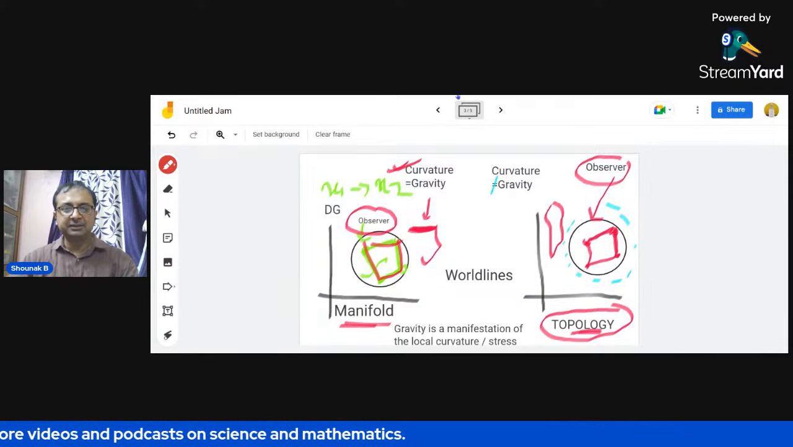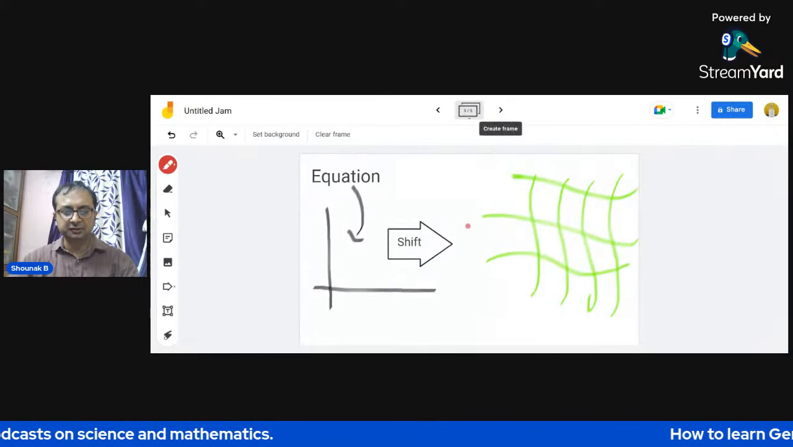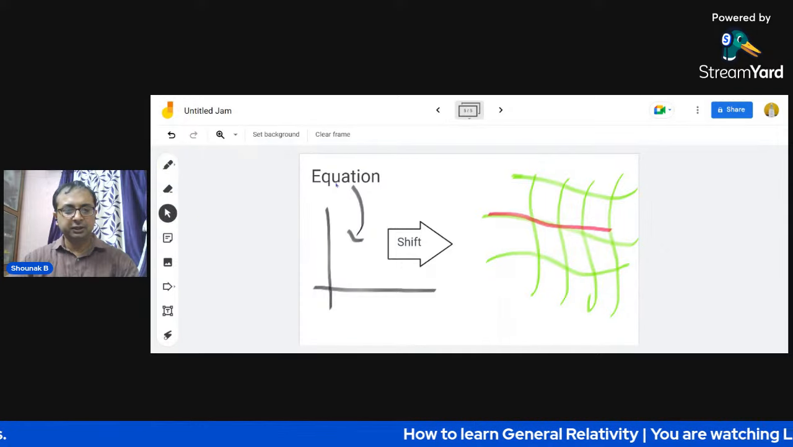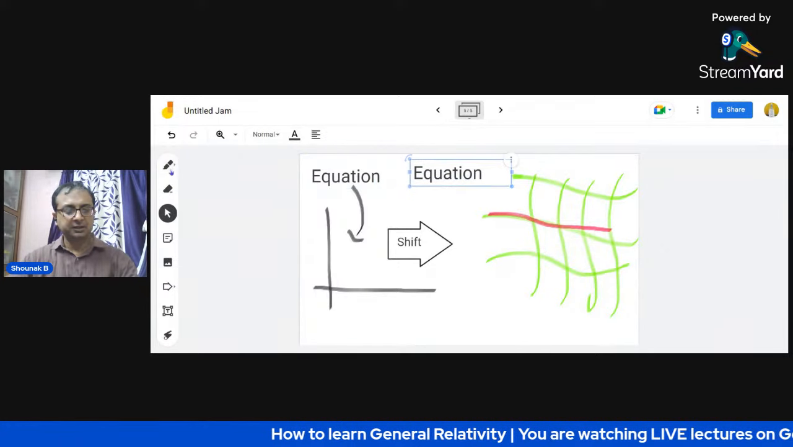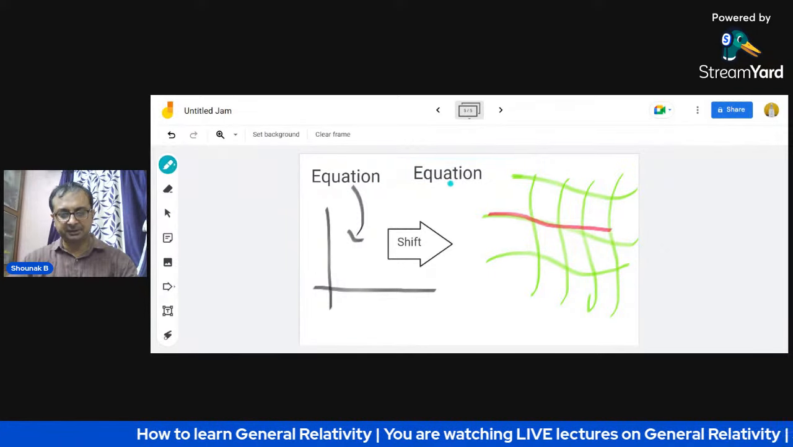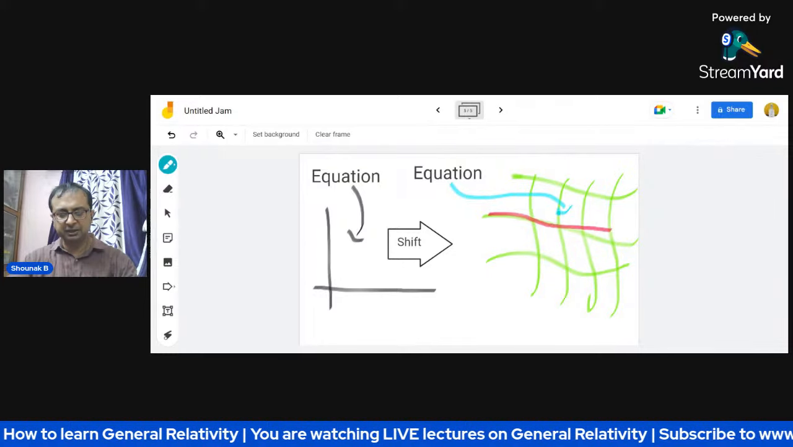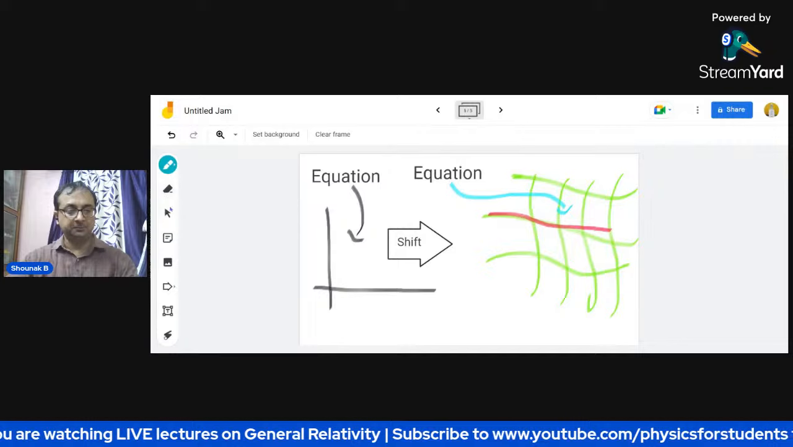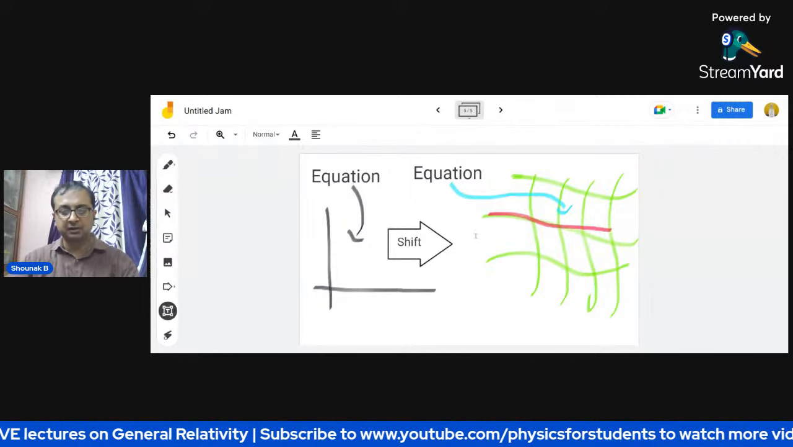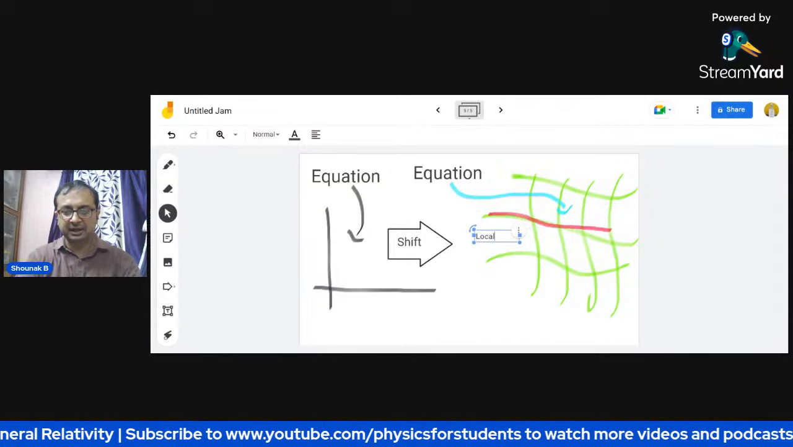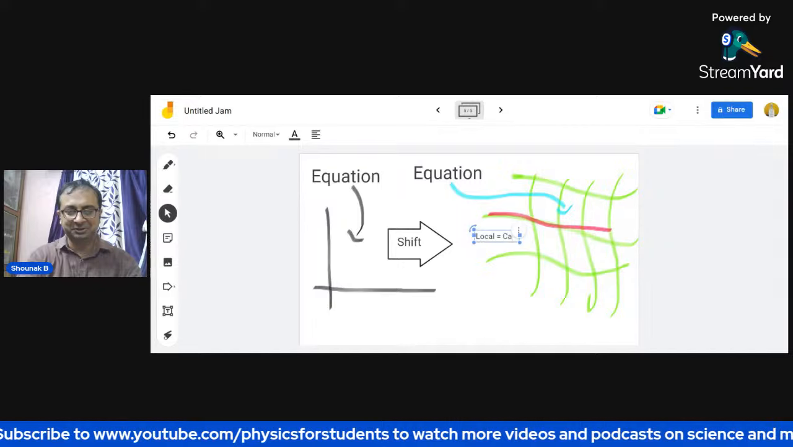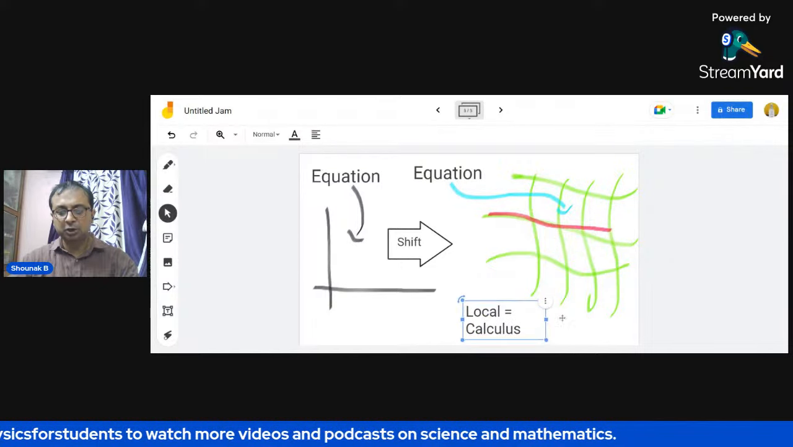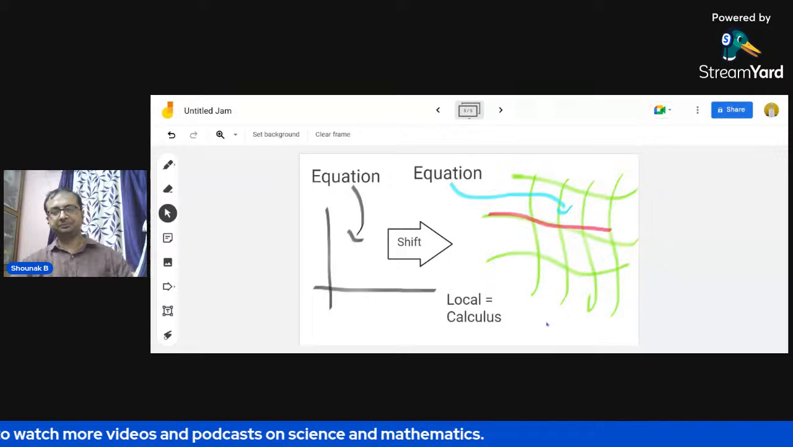manifold. That means any kind of surface, this surface, here also the same thing is going to happen. Here also there will be an equation. Here also there will be physics happening. That means this equation now is going to take place over here instead of here. But this will be something very local. Local manifestation, local curvatures, so that we can understand. I'm so sorry, I'm just using these terminologies to make you understand. Local is equal to calculus.